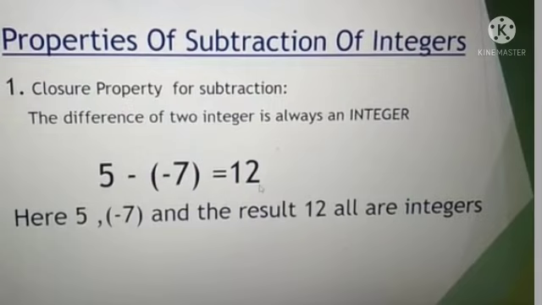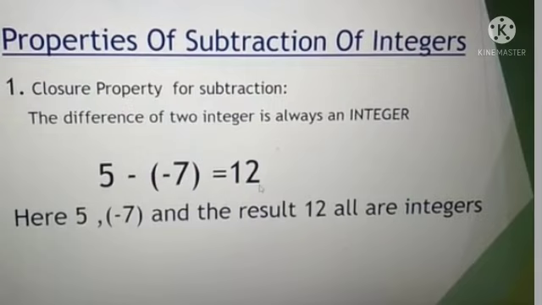Let's see the example. I have taken 5 and I have taken minus 7. And what are we going to do? We are subtracting them. 5 minus minus 7 is equal to 12. See, the answer is plus 12. Minus of minus will become plus, and this bracket will open. Now 5 plus 7 will become 12. 5 is an integer and 7 is an integer. Then the result is also an integer, and the result 12 is also an integer.